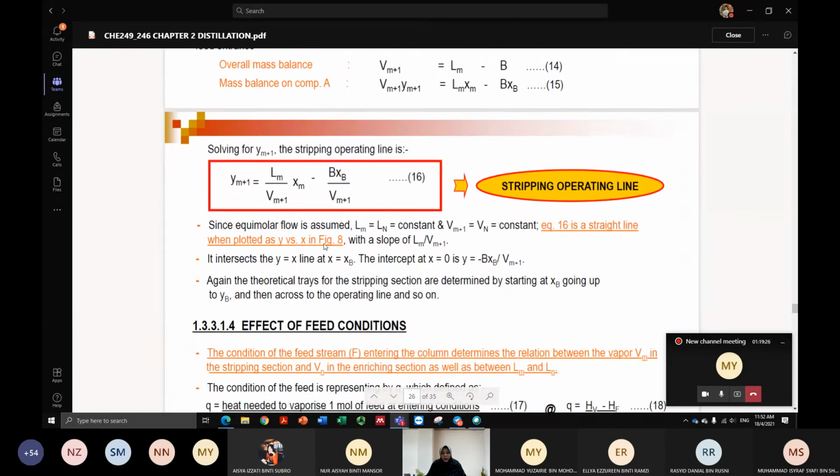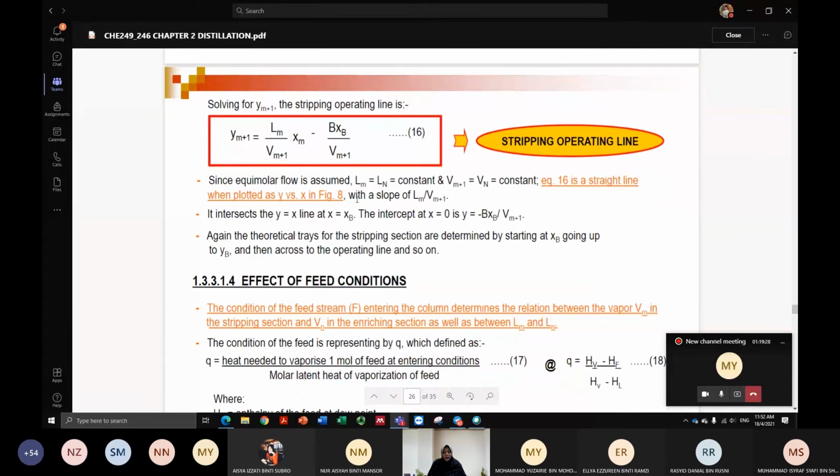So look at this. This is how you get the gradient for the stripping operating line. The gradient is L over V, and this part is your Y-intercept. So we just need L over V. What is L? What is V?